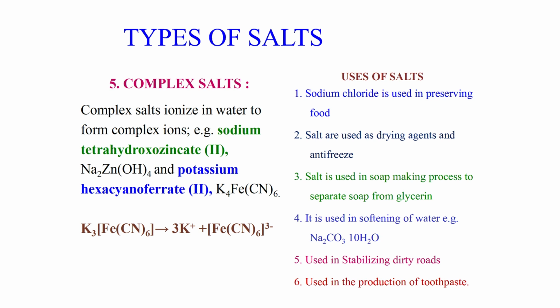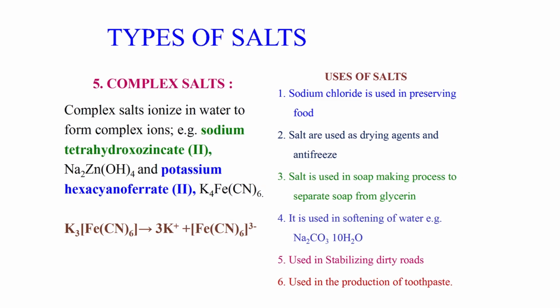Sodium chloride is used in preserving food. Salts are used as drying agents and antifreeze. Salt is used in soap-making process to separate soap from glycerin. It is used in softening of water, for example, Na2CO3.10H2O. They are used in stabilizing dirty roads, and they are used in the production of toothpaste.